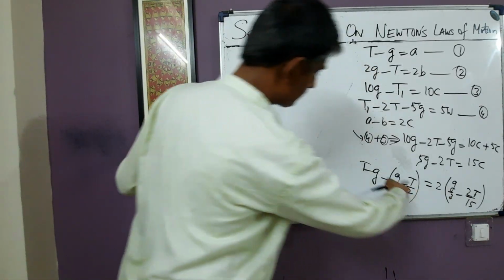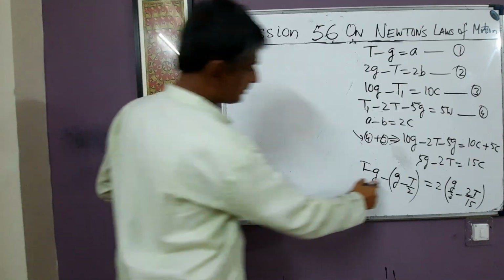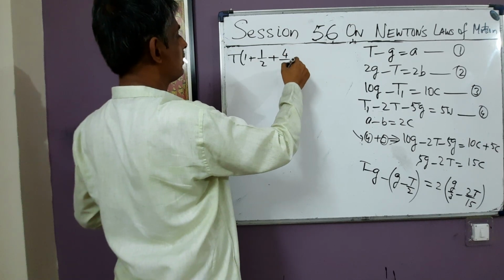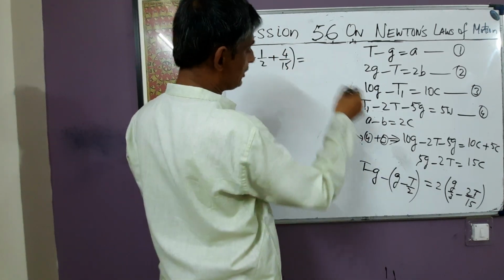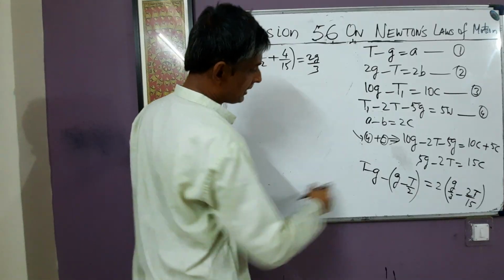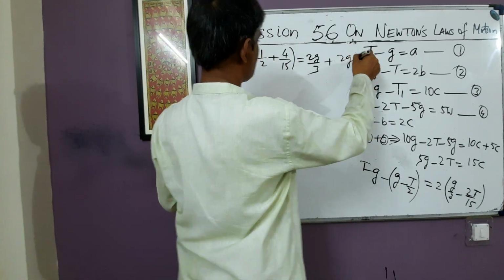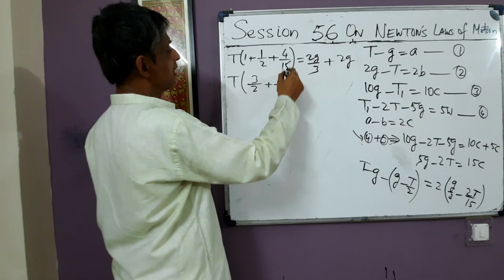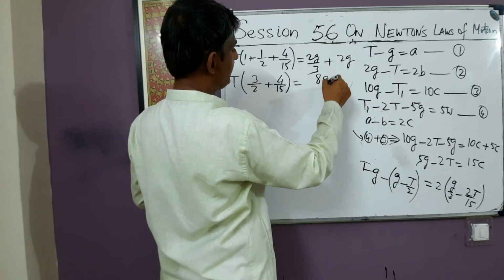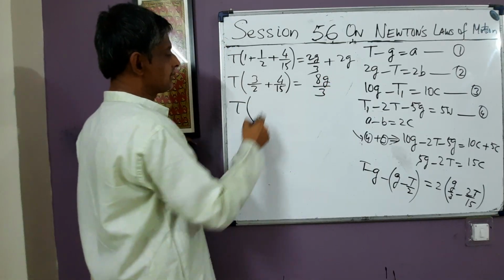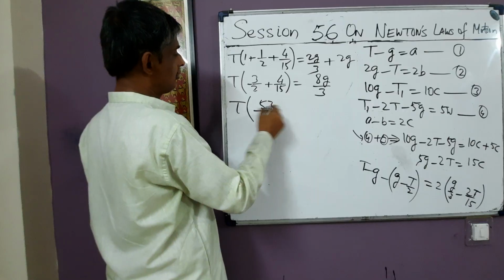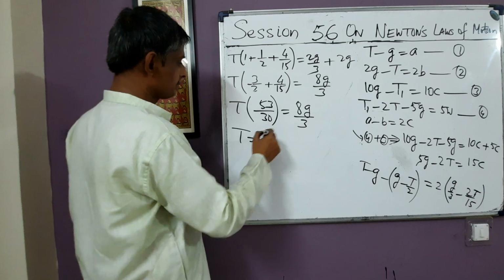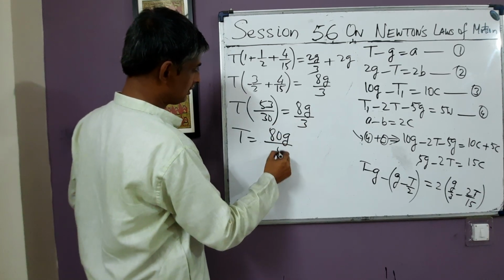Now simplify this and bring T on one side. 1 plus half plus 4 by 15 equal to, I take G on that side, 2G by 3 plus G, 2G. So T into 3 by 2 plus 4 by 15 equals 8G by 3. This becomes 45 plus 8, 53 by 30, 8G by 3. It becomes 80G by 53.